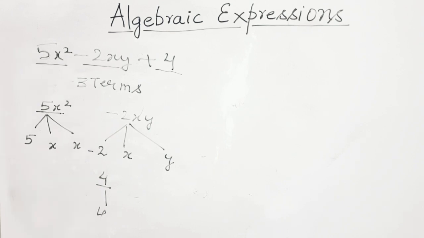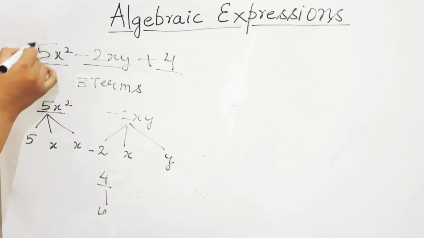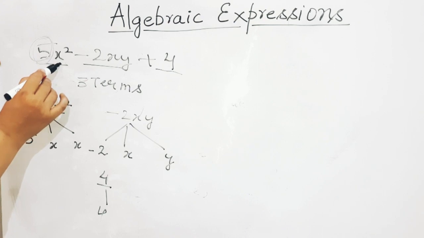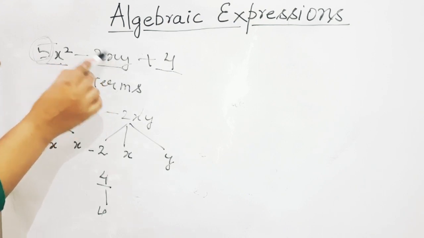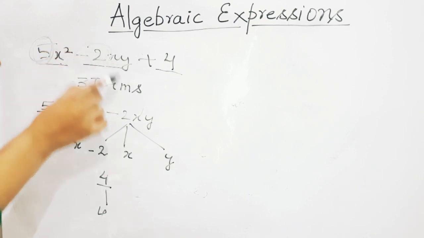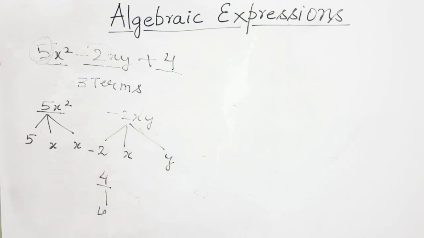Now students, let me explain to you about the coefficients. What are coefficients? In a term of an algebraic expression, any of the factors with the sign of the term is called the coefficient, right? Now let me take one example. From this example only I will be explaining. In 5x square, 5 is the coefficient of x square. In minus 2xy, minus 2 is the coefficient of xy. Right students? So this is how the coefficients are described.